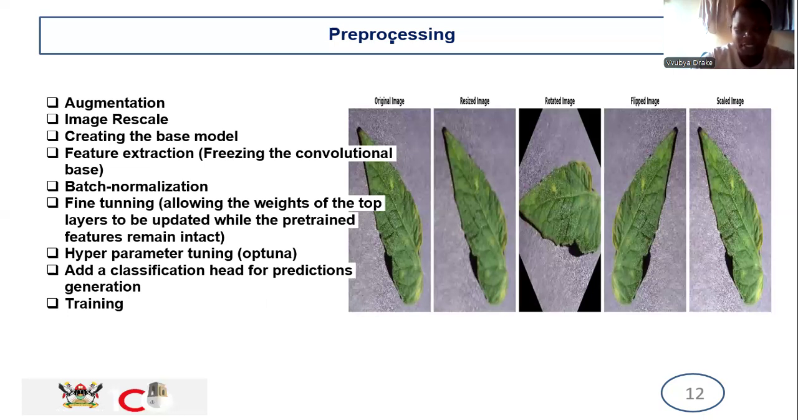Then we did hyperparameter tuning using Optuna. This was done to pick the higher performing parameters, like the learning rate, the batch size, and the different dropout rates, so that we could optimize the training and get higher performance. After hyperparameter tuning, we did more training to get higher performance. The classification head was added for prediction generation. Then we did the training.